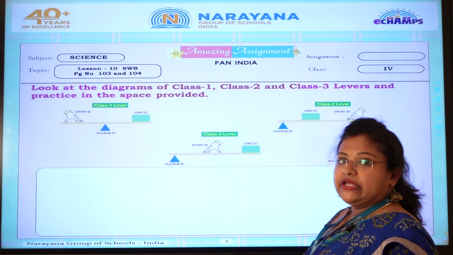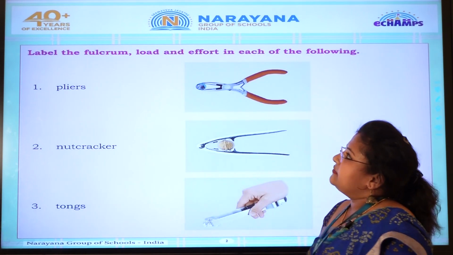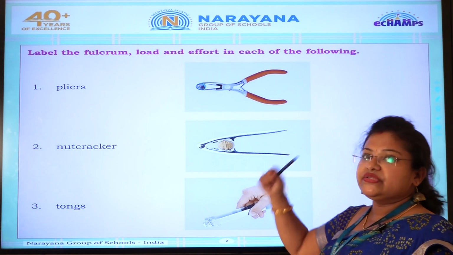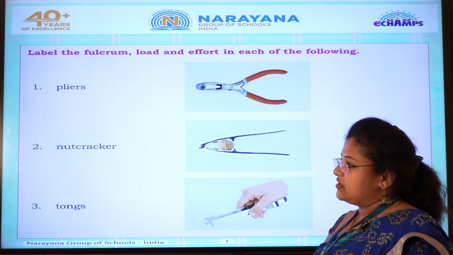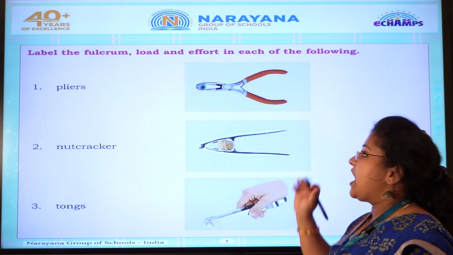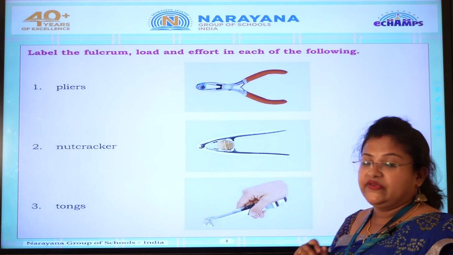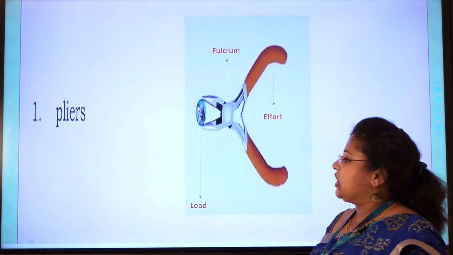Now we will go for the next page. Label the fulcrum, load and effort in each of the following. Here are 3 pictures. First one pliers, second nutcracker, third tongs. We have to identify fulcrum, load and effort. We have to label. First picture we will see, pliers.